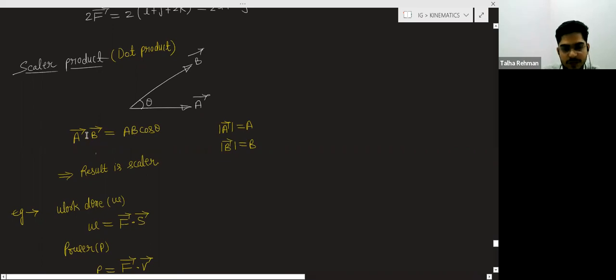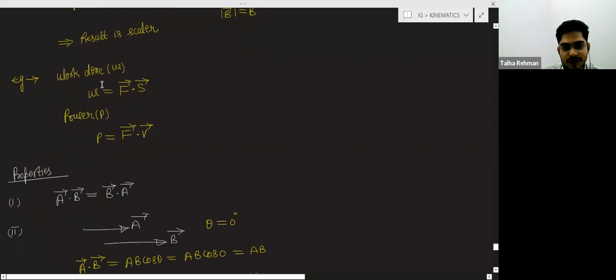What is a? Magnitude of a vector. What is b? Magnitude of b vector. So this result will be a scalar. Scalar means there is no relation with direction. For example, I have told you work done is a scalar product of force and displacement, and like power is a scalar product or dot product of force and velocity.